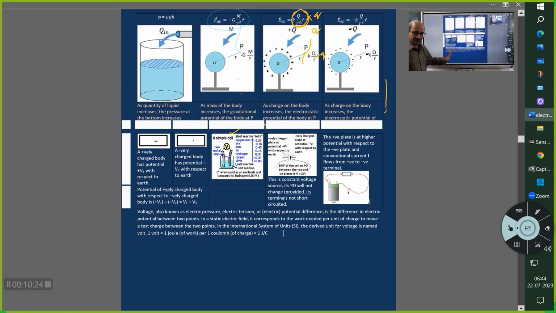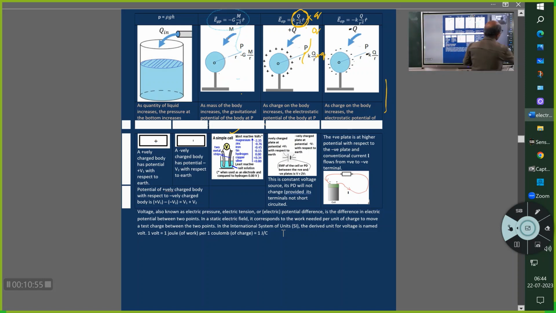In static electric field, see, you will study something else, dynamic electric field. If the charge is moving, then you will have electric field which is dynamic in nature. Or the magnetic field is changing, you will have electric field which is dynamic in nature. That you will study in PUC2, and some part you will study in your next chapter. So in static electric field, it corresponds to the work done needed per unit charge to move a test charge between 2 points.